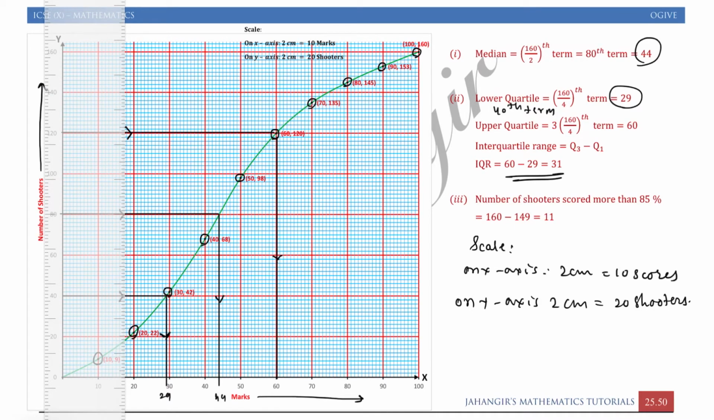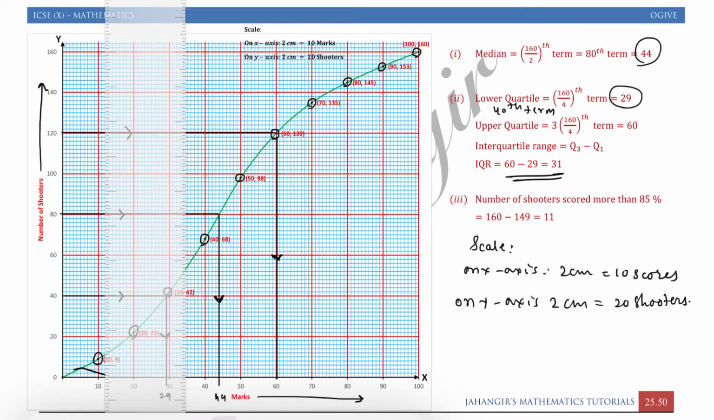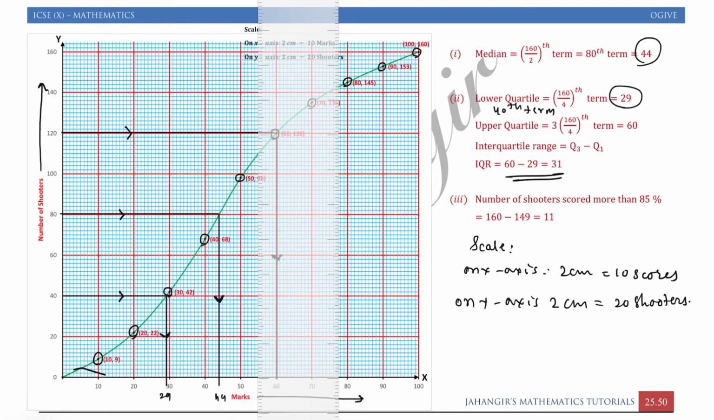Okay, once this part is done, we have to find the number of shooters who obtained a score of 85%. 85% of 100 is 85. So we will just find how many students are above that. So now we will take 85 as the reading.